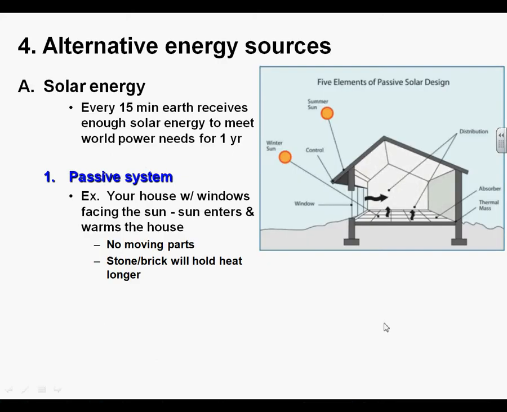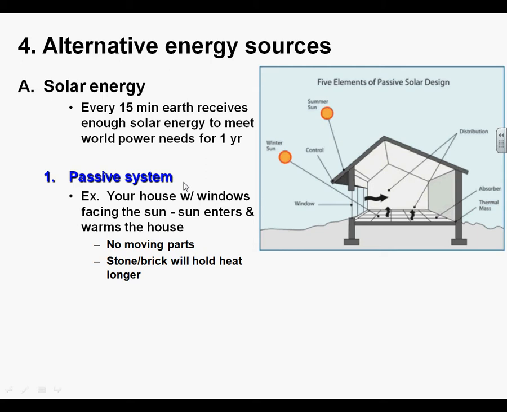So first of all, let's talk about solar energy. Here's the deal. Our sun is the ultimate power of all energy. We receive so much energy from the sun, it's not funny. Every 15 minutes, we receive enough energy to power the entire world for a year, and we have yet to quite figure out how to harness that. The moment that we figure out how to harness it, we will become completely independent of all fossil fuels. So the first thing we're going to talk about is types of solar energy systems.